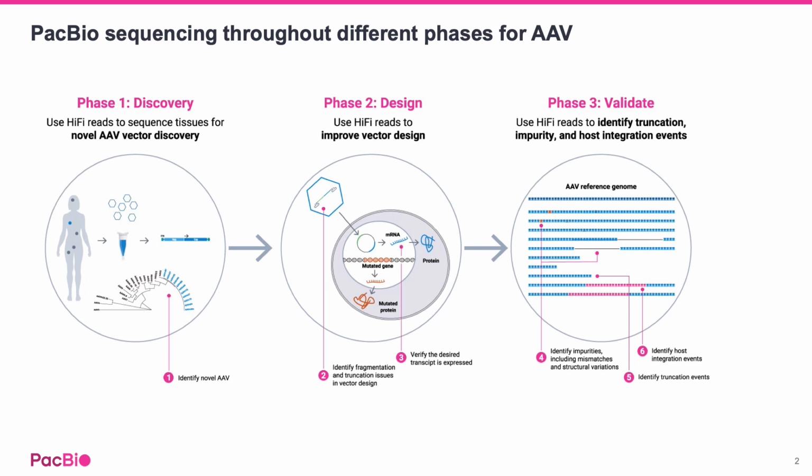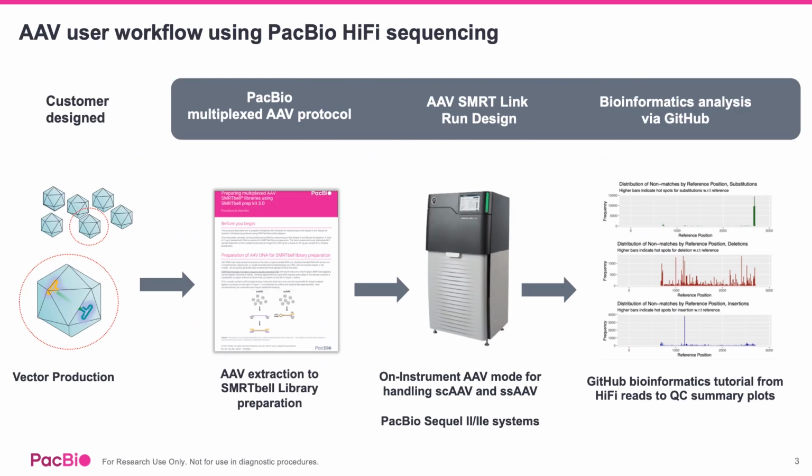Starting with a custom designed vector, PacBio provides an AAV library preparation protocol that supports multiplexing of up to 24 AAV samples per SMRT cell. So SMRT cell is our unit of sequencing. Our instruments, Sequel 2 and 2E systems, have a special on-instrument AAV mode that is designed to process the complicated AAV structures. AAV can be in both self-complementary or single-strand form.